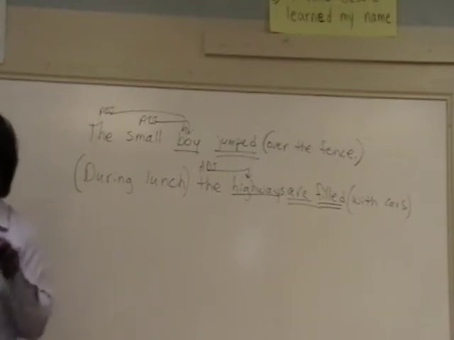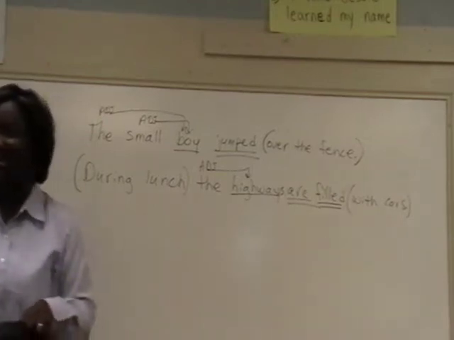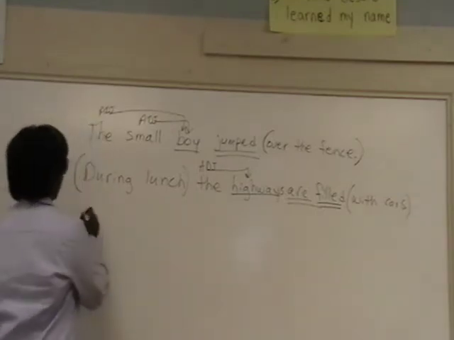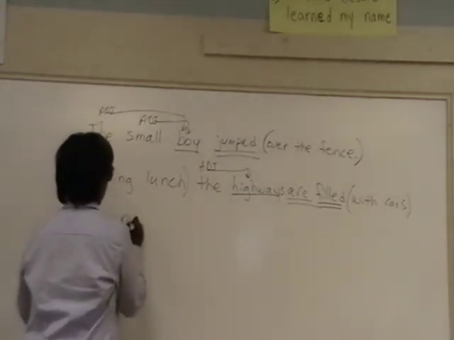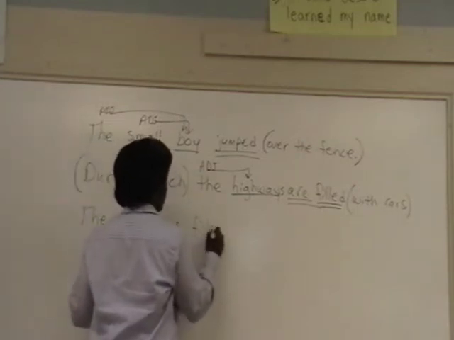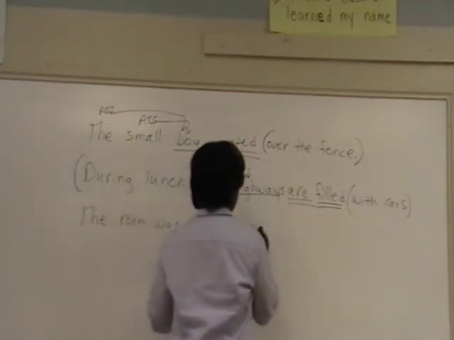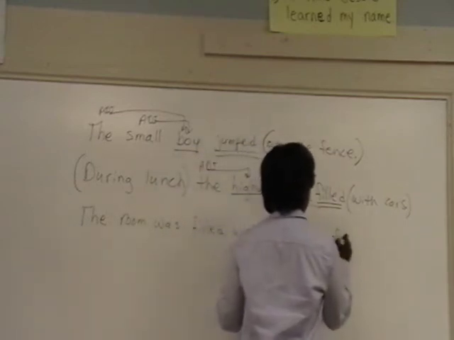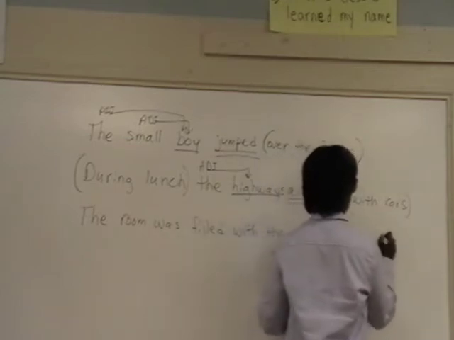Notice we didn't have a direct object in that one either. So this next one will definitely have one. The room was filled with the smell of dust from disuse. The room was filled with the smell of dust from disuse.